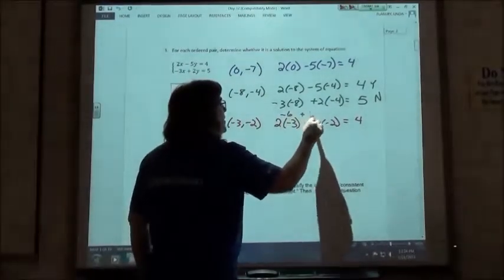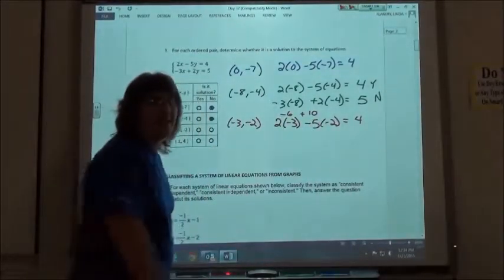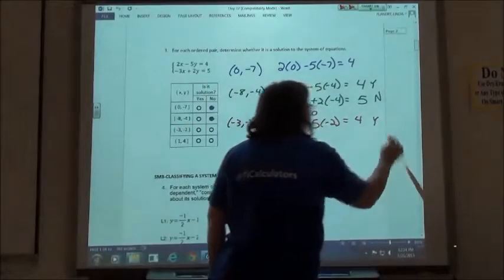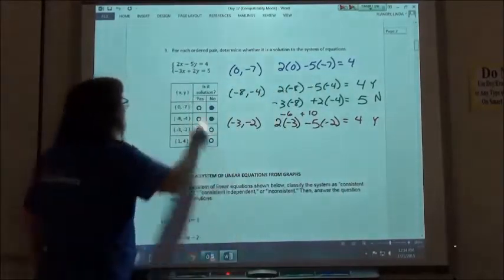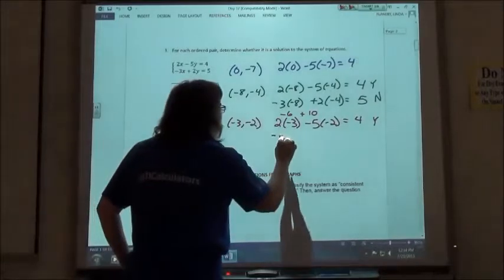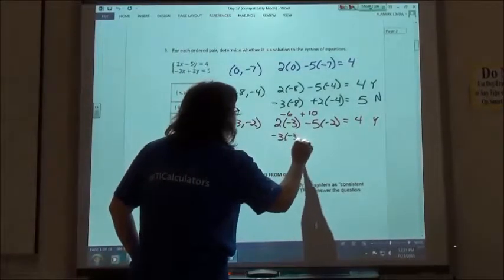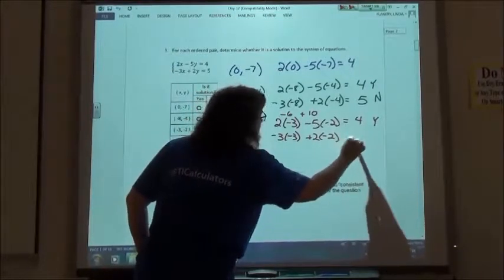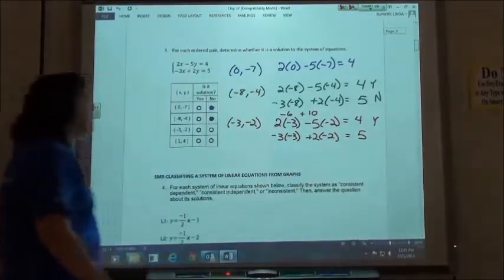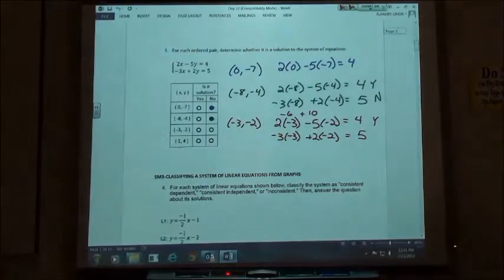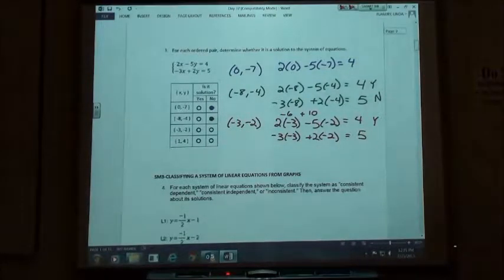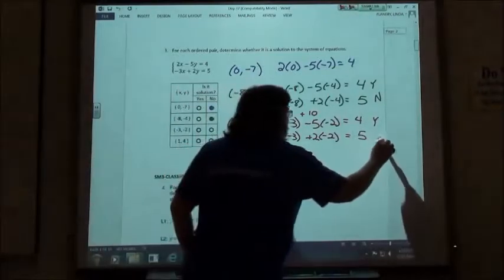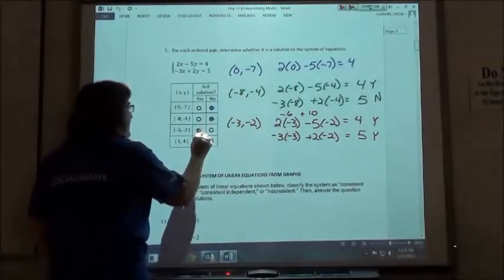Negative 6 plus 10. Yes, right? Putting that into my second equation: negative 3 times the x value of negative 3 plus 2 times the y value of negative 2. Do we get 5? Yes, we do. So we got a yes and a yes. Means we get a yes.